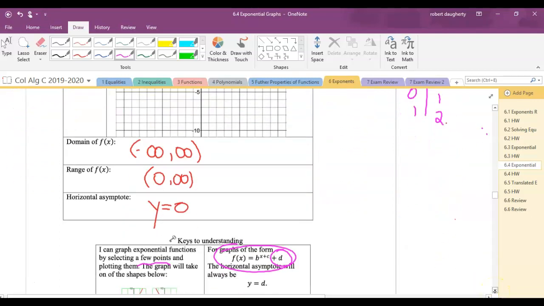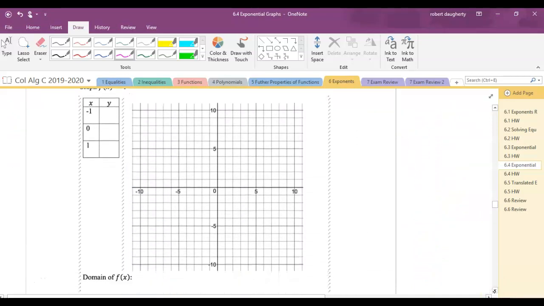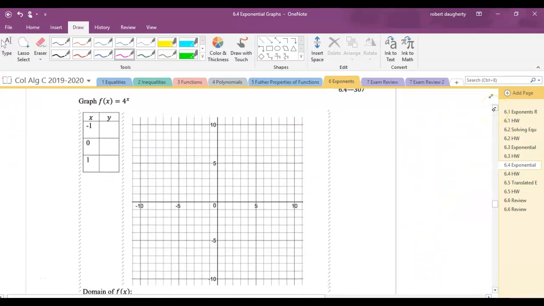So you should be able to take a look. Let me just do one real quick. 4 to the x. Everything we did was 2 to the x. Nothing changes here. What's 4 to the 0? Well, something changes. 4 to the 0 is 1. What's 4 to the 1? 4. What's 4 to the -1? That's 1/4. Okay, so this one looks like 1, 4, 0, 1, and 1/4.